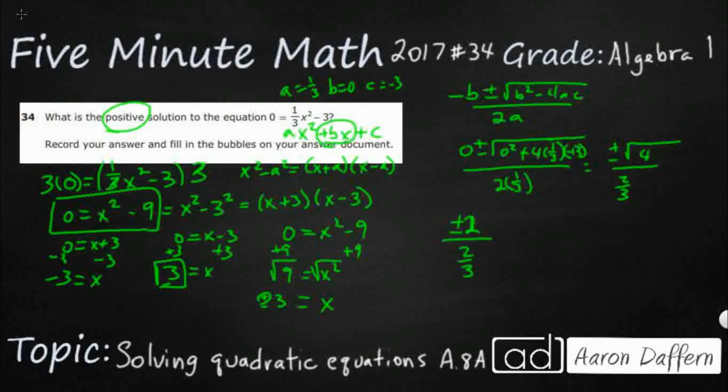So when you divide by 2/3, that's the same as plus or minus 2 times 3 over 2. Those cancel out, so our answer here is 3, plus or minus 3, but we're looking for the positive answer, so we simply just bubble it in, and that's our answer.